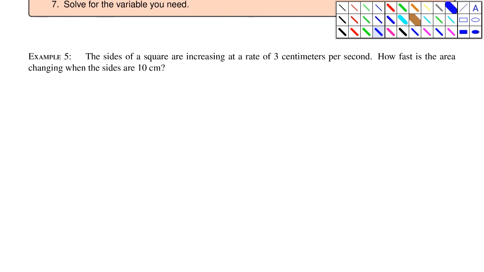Example number 5. The sides of a square are increasing at a rate of 3 centimeters per second. How fast is the area changing when the sides are 10 centimeters? So, that was step 1, read the problem. Step 2 is to draw a picture. So we have a square here, and we know that that square is increasing in size. We can draw it like this: leave one point fixed and say it's expanding out this way and that way.